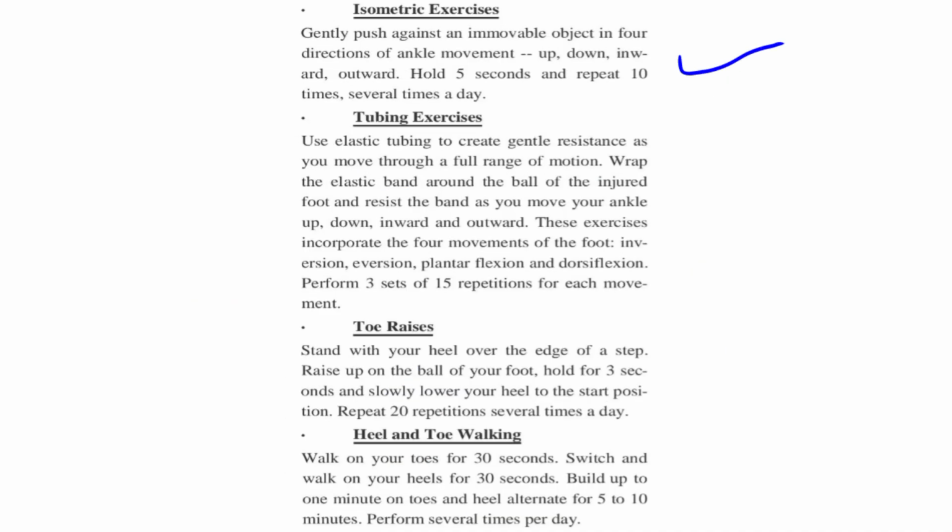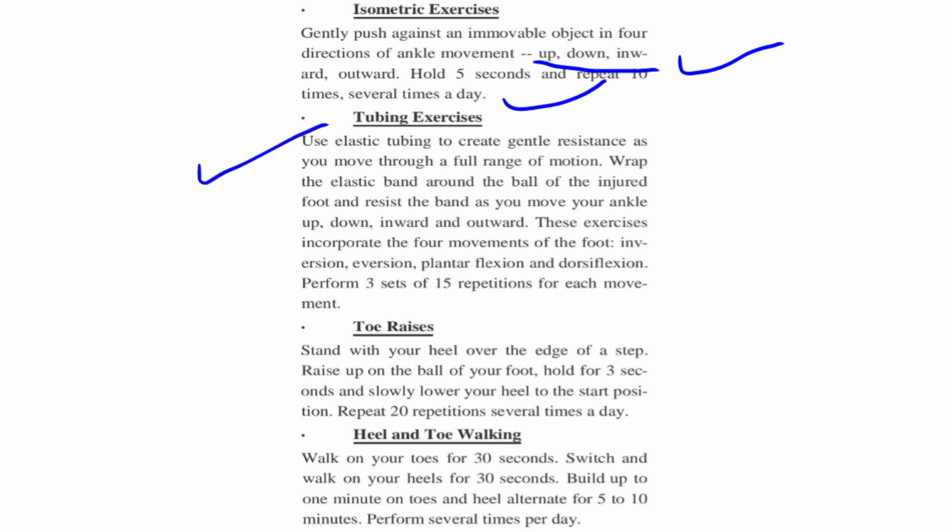Isometric exercises, in which the muscle stays the same length. Gently push against an immovable object in four directions of the ankle: up, down, inward, and outward. Hold for 5 seconds and repeat this exercise several times a day.